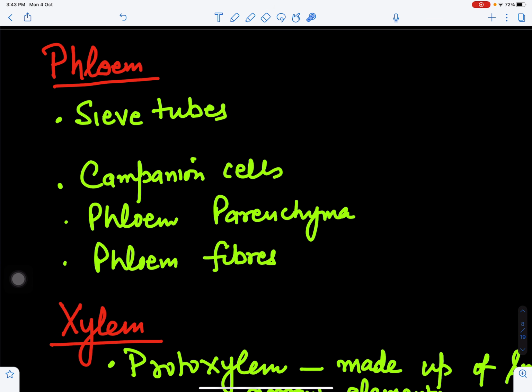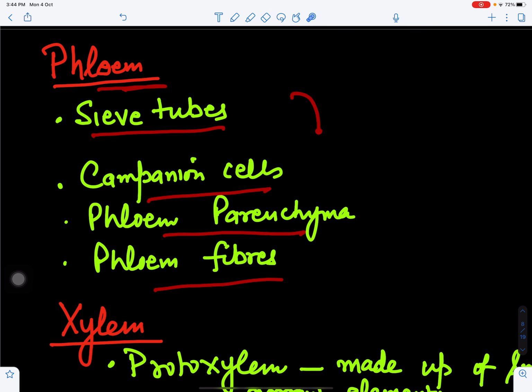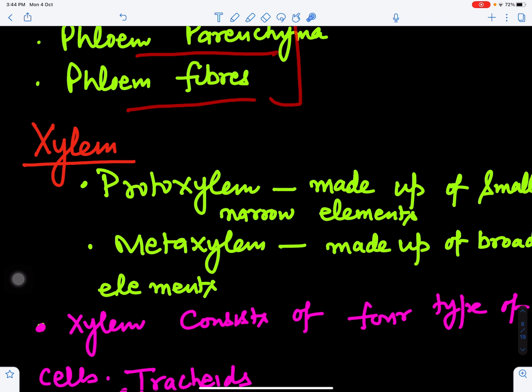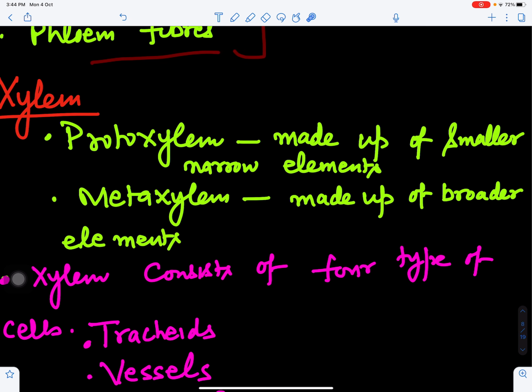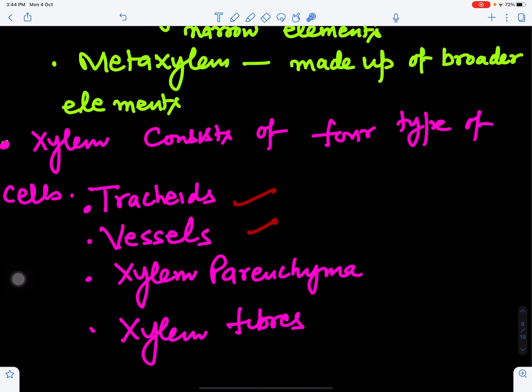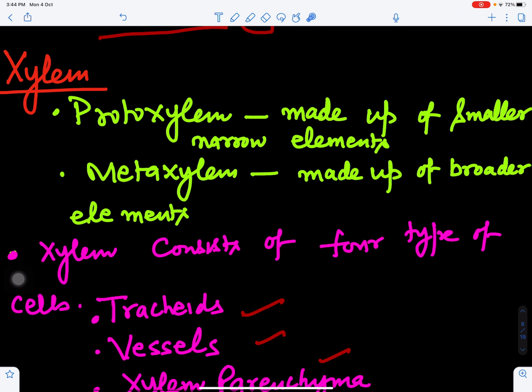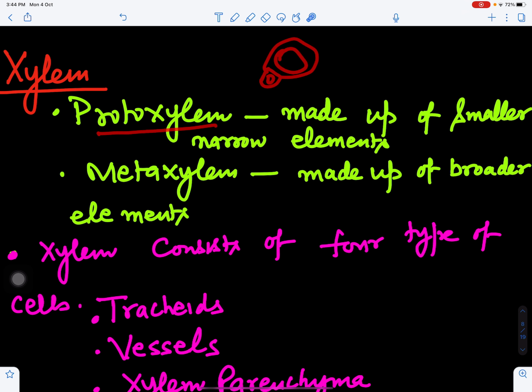Now, phloem is made up of sieve tubes, companion cells, phloem parenchyma and phloem fibers. These are the 4 types of cells which make the phloem. Then xylem. Xylem is made up of tracheids, vessels, xylem parenchyma and xylem fibers. And we have discussed just now the protoxylem elements, which are smaller in size, and the bigger elements, which are metaxylem elements. So they are broader and they are smaller.